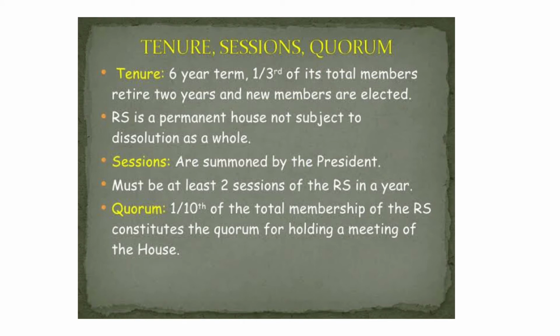Elections to the Rajya Sabha. The members of the Rajya Sabha are indirectly elected by an electoral college consisting of the elected members of the legislative assemblies of the state. 1/3 of its members retire every 2 years. A member who is elected for a full term remains in office for 6 years.